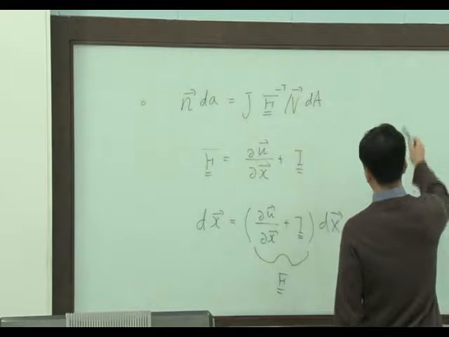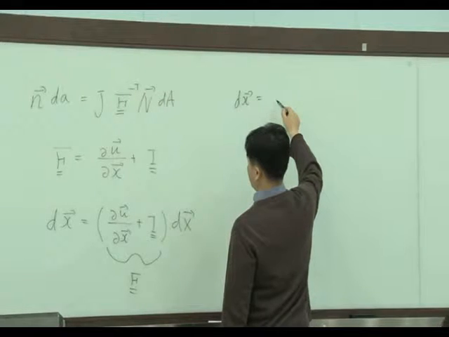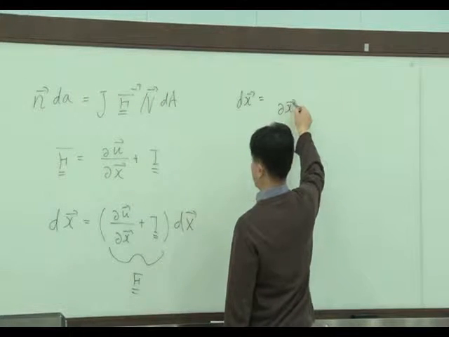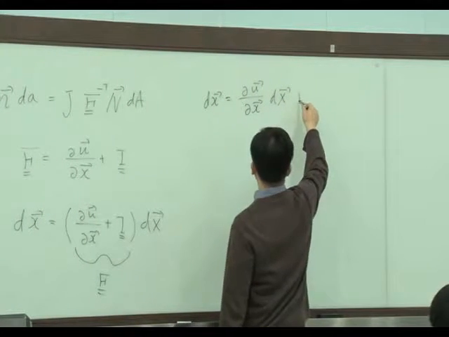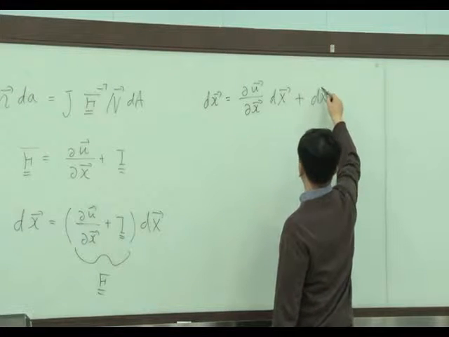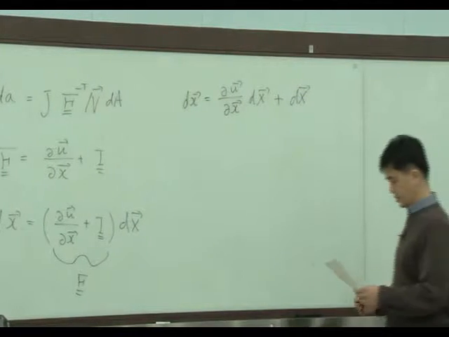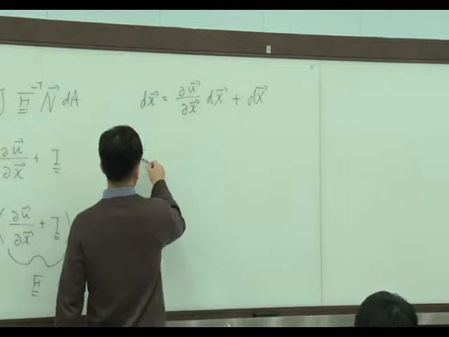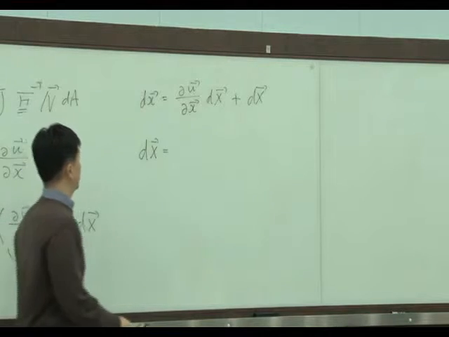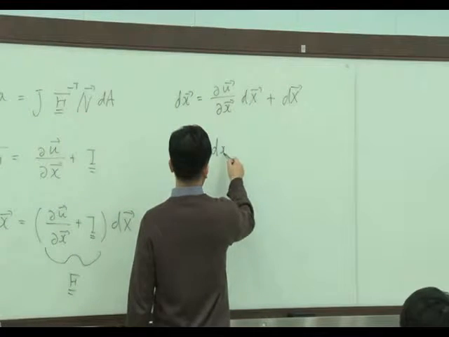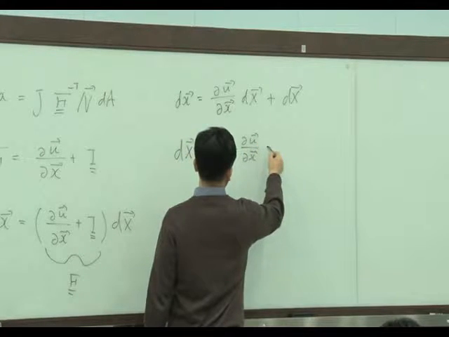And let's look at that equation again. dx equals gradient of U dx plus dX, right? Then the current material vector minus the initial material vector equals gradient of U dx.